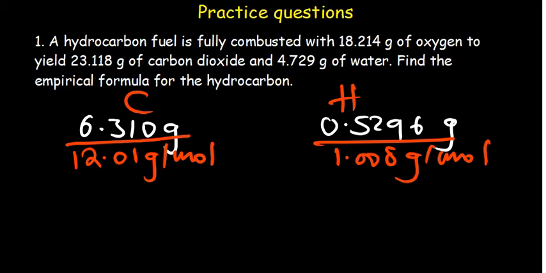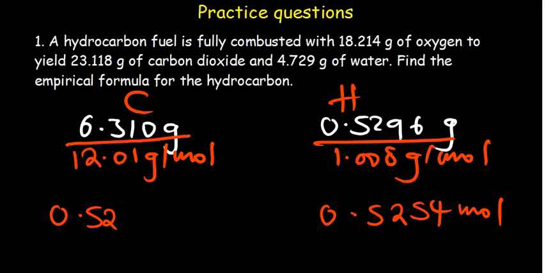So you're just getting these values from your periodic table. I'll start from the right hand side since I already have a value on the calculator. So I'm getting 0.5254. I'll do that again. 0.5296 divided by 1.008. 0.5254. Okay, it's the same. And then I'll do the same on the carbon. 6.310 divided by 12.01. So 0.5254 to four significant figures.